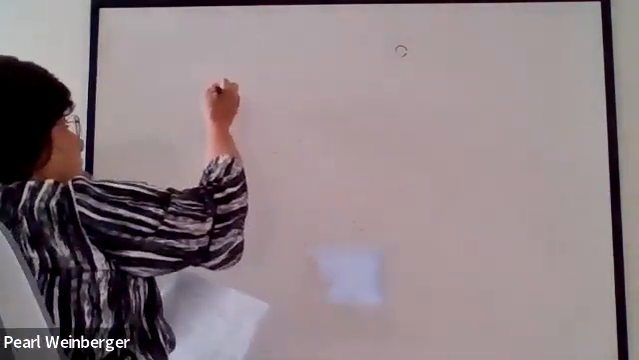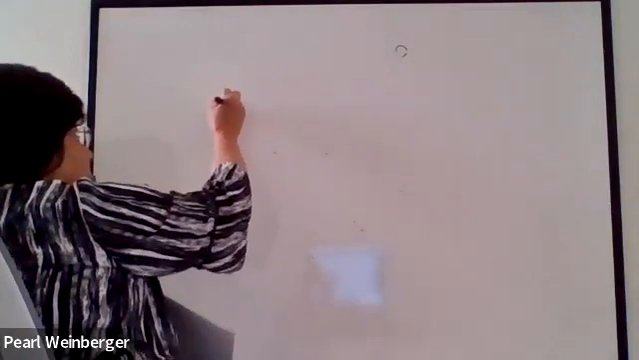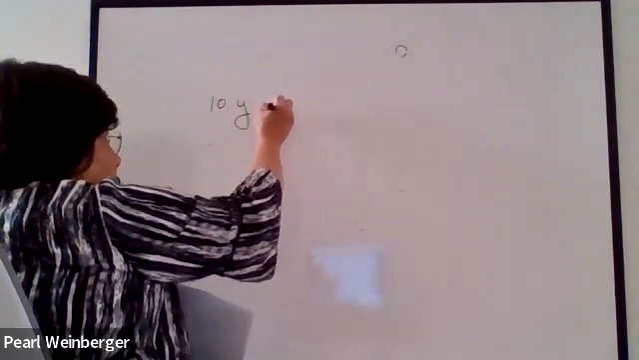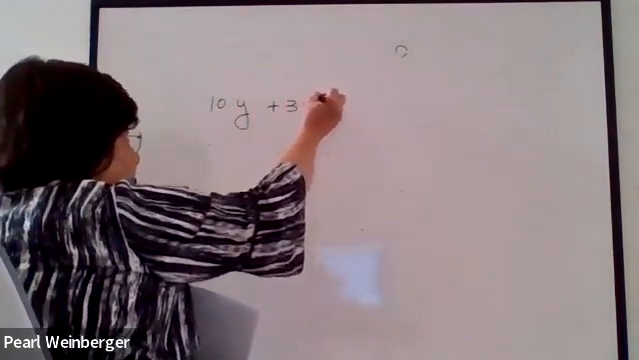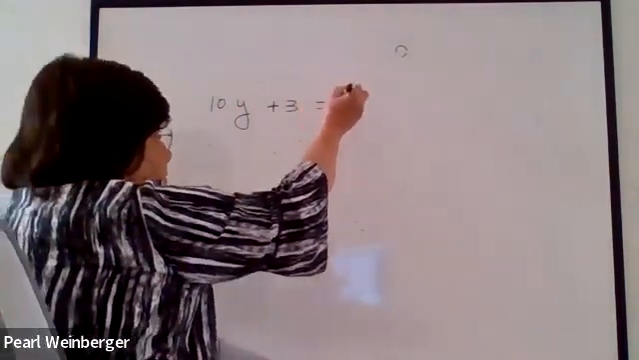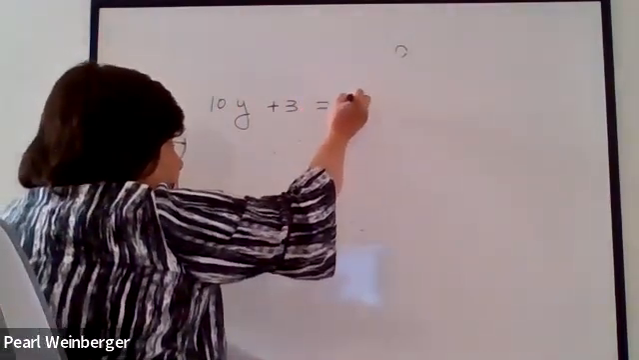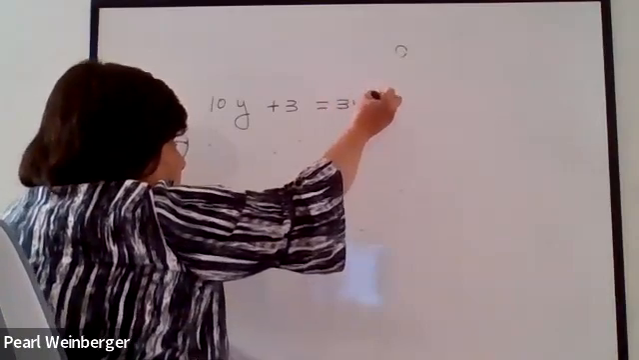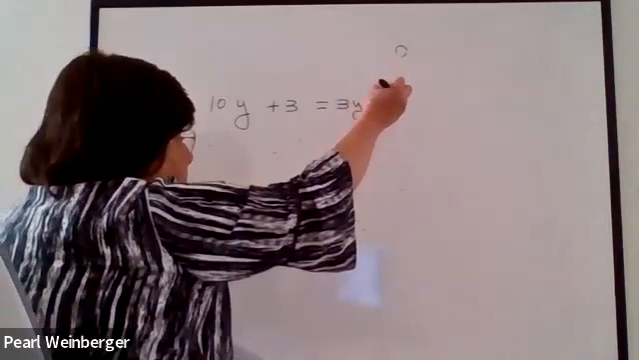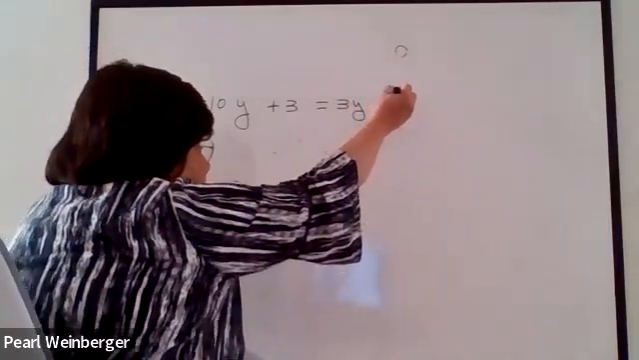Okay. We're going to have 10y plus 3 equaling 3y plus 17.